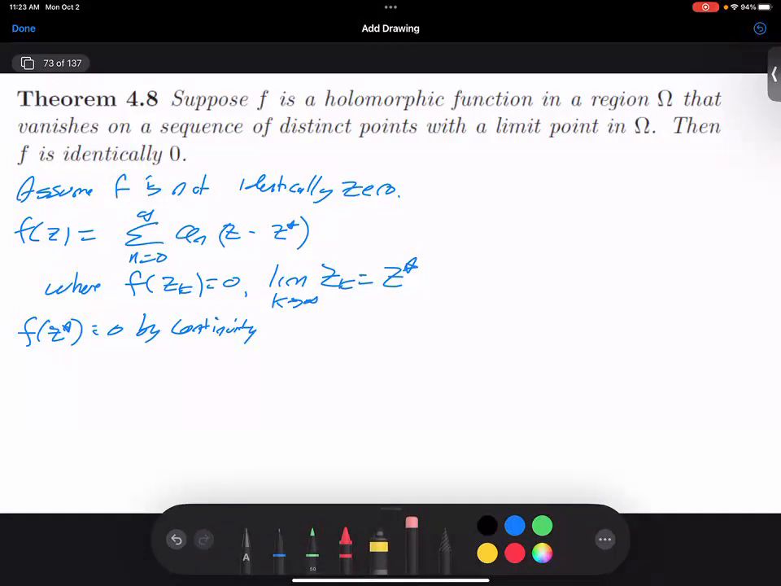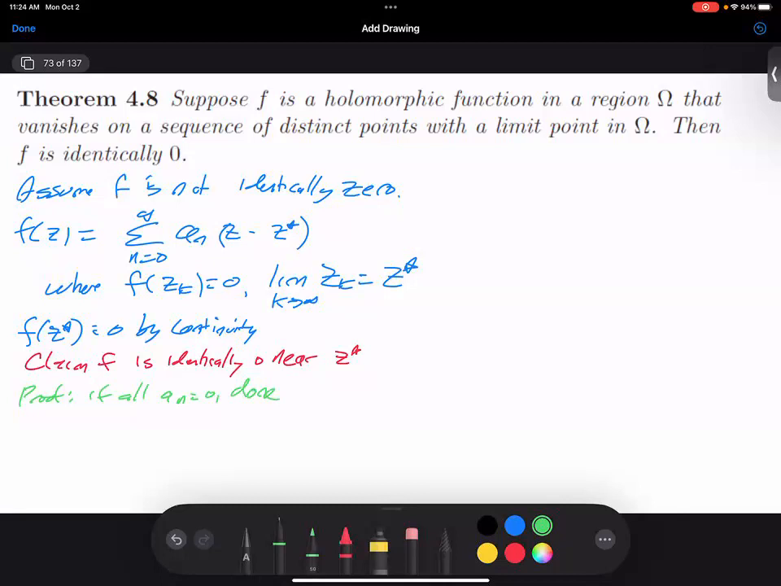So what we're going to do is show that F is identically zero in a neighborhood of Z star. Then there are some results from real analysis that you need to extend it to everywhere. We'll just focus on that one small place. So the claim: F is identically zero near Z star. And the proof is not so bad. If all an equal zero, we're done, right? If every an equals zero, then clearly the function is identically zero.